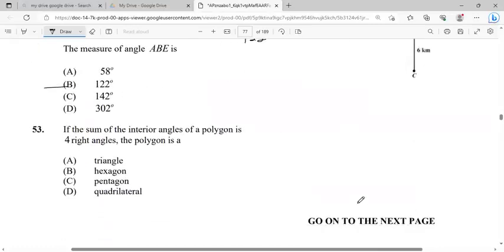If the sum of the interior angles of a polygon is 4 right angles, the polygon is a quadrilateral. All right.